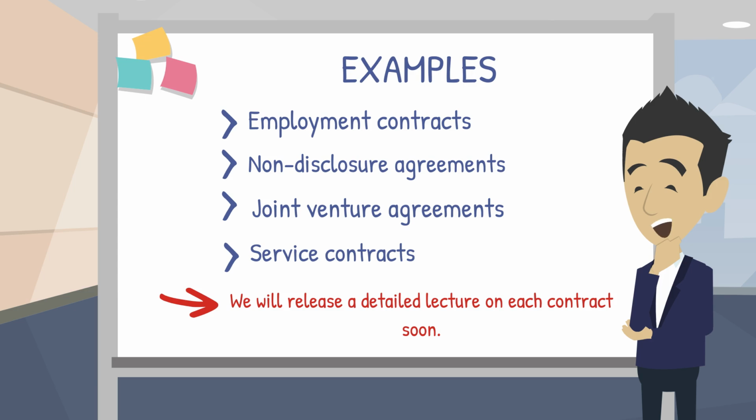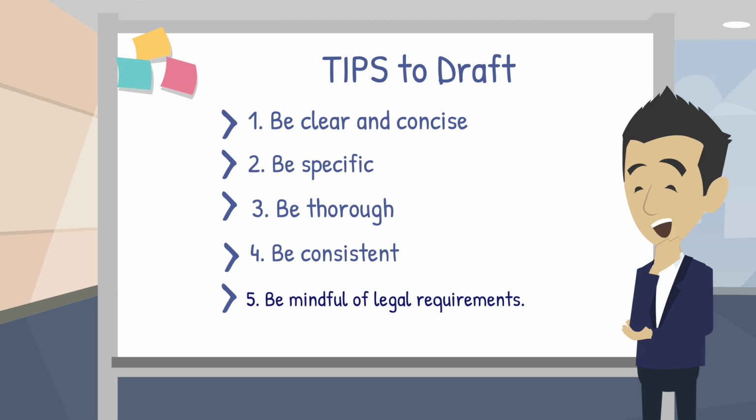These are contracts between two or more parties who agree to work together on a specific project or business venture. Service contracts. These are contracts between a service provider and a client for the provision of services, such as consulting or marketing services. We will soon release detailed lectures on each contract, and we will guide you on which sections are required for which contract and guide on what kind of information you need to draft the contract for the client.